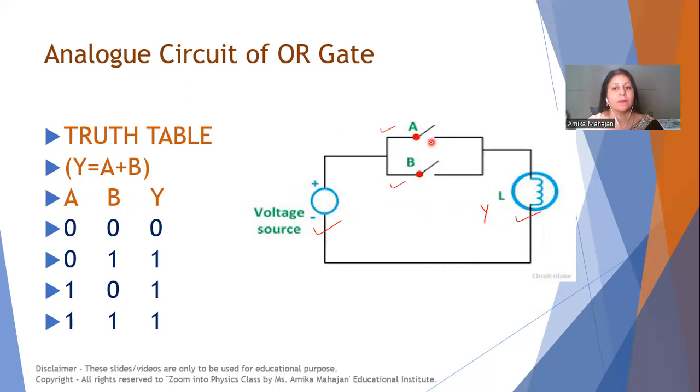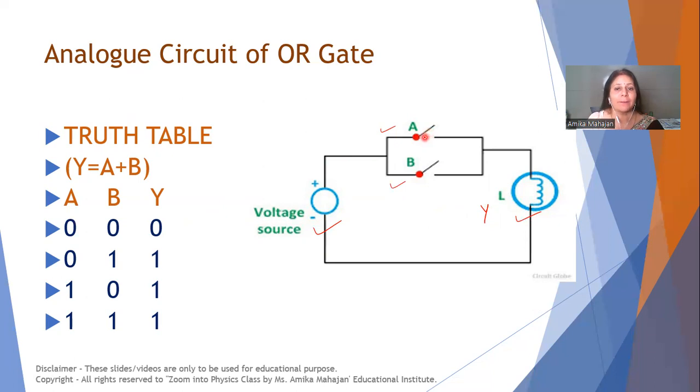And both switches are in off position, then no voltage source is connected in this circuit, as a result of which no current will flow and no output will be obtained, and this lamp will not glow. 0, 0 represent off states of input, and Y also output. In output, lamp is not glowing, which means lamp is in off state. That means Y output is also represented by 0 level.